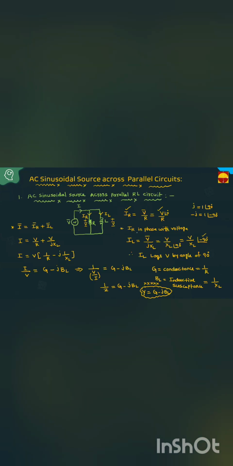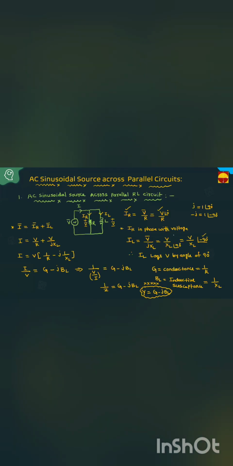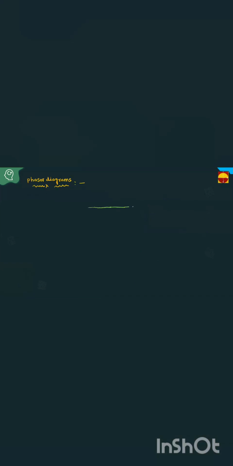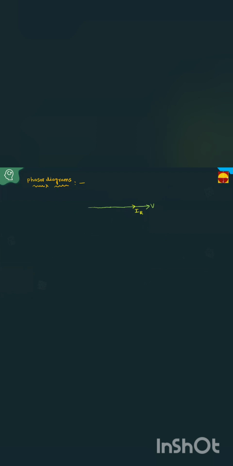Students, what is the observation here? IR is in phase with voltage. Then I am taking IR in phase with voltage. By knowing this information, you have to draw this phasor. This is V. This is IR in phase with voltage. But what about IL? This IL lags the voltage by angle of 90 degrees. It's lagging.